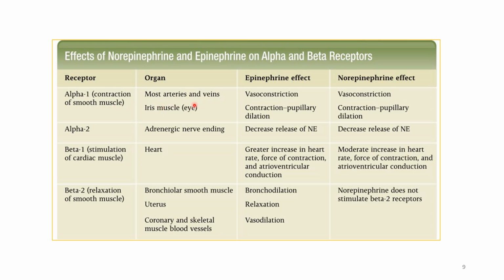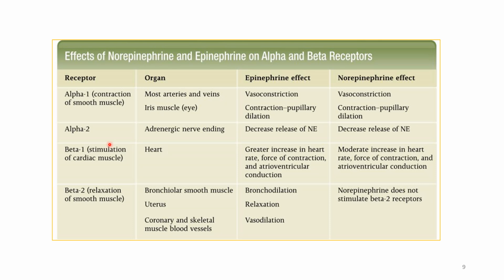Alpha 1 receptor is present on most arteries and veins, and in the eye it is present in the iris muscle. If alpha 1 receptors are stimulated, they will cause contraction of the smooth muscle. On the arteries and veins, they will cause vasoconstriction, both by epinephrine and norepinephrine. And in the eye, it will cause contraction of the iris muscle, so our pupil will dilate. So it leads to pupillary dilation.